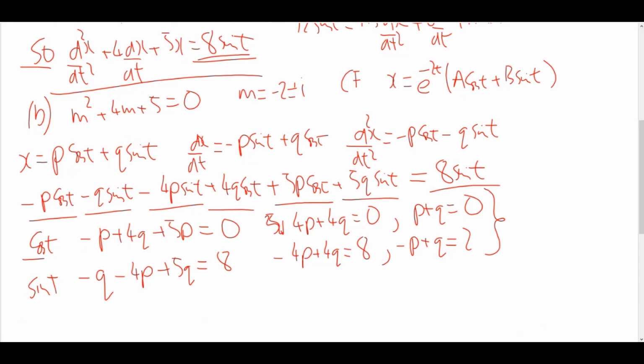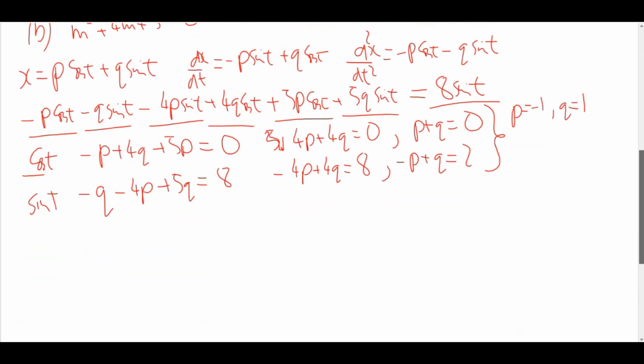You can, if you wish, do it on your calculator, or if you add them, the p's cancel, you'll get 2q is 2. So q is 1, and you'll get p is minus 1. But you can use your calculator if you want. So p is minus 1, and q is 1. So what that means is that the particular integral is minus cos t plus sine t.